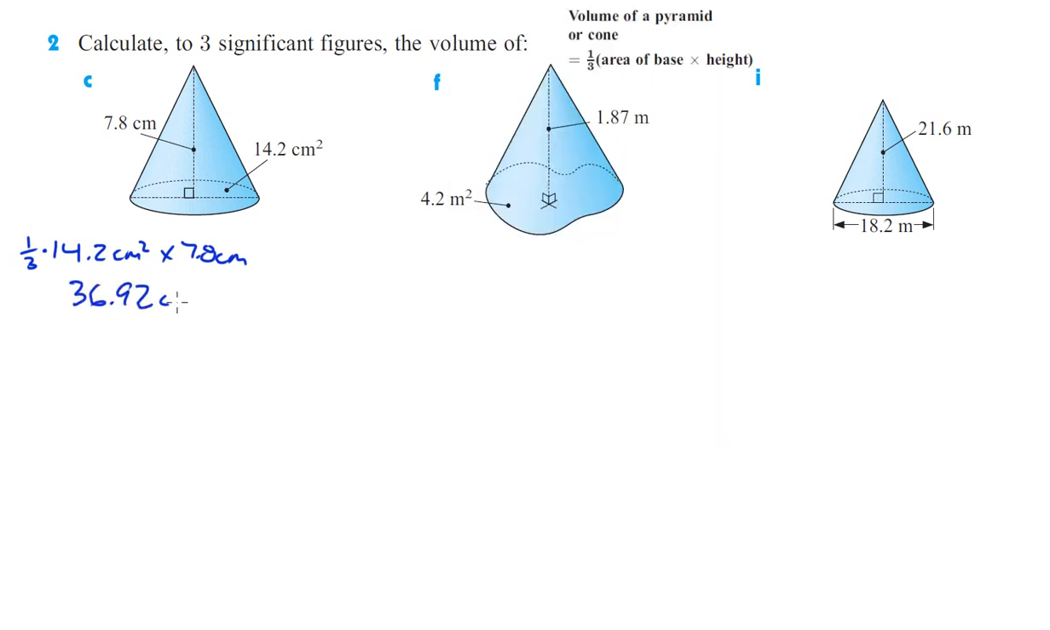And that is going to be centimeters cubed. I know the back of the book is taking everything to 3 significant figures, so if we wanted to stick with that, we would have 36.9 centimeters cubed instead. But this is just fine as well. Next one. Look, they already give us the area of the base. So we have 1/3 of 4.2 meters squared times 1.87 meters.